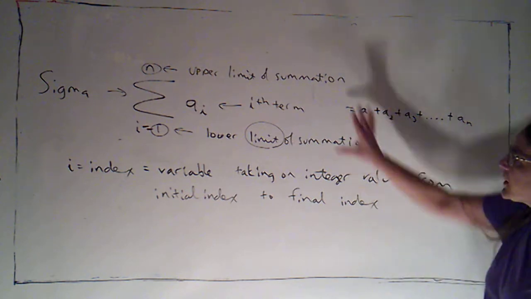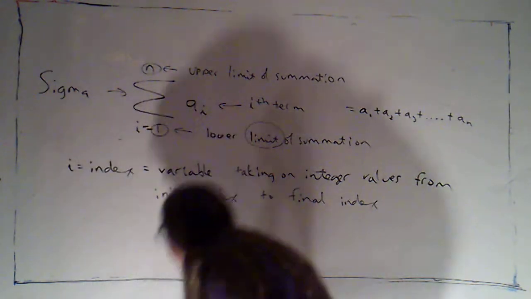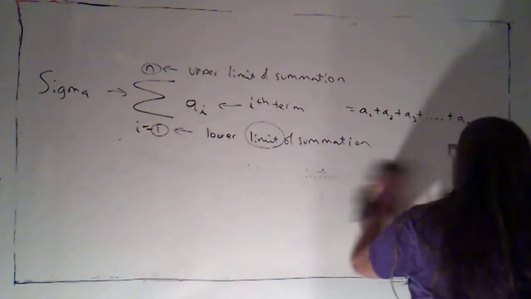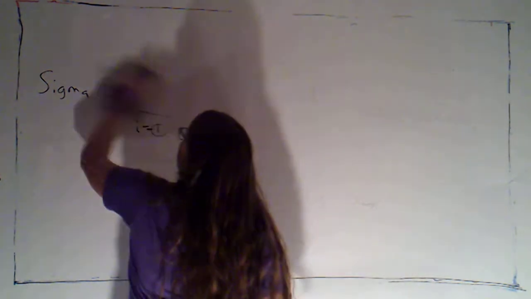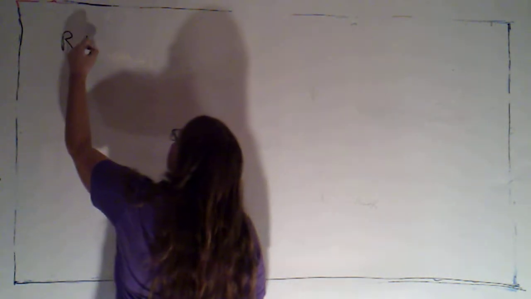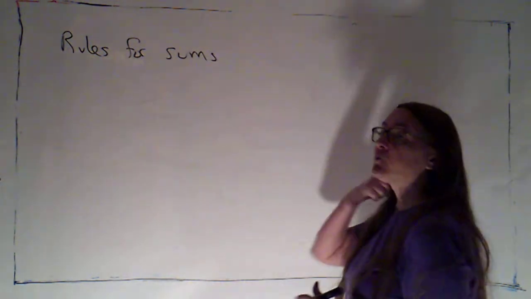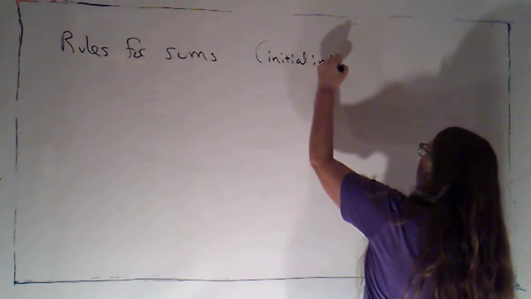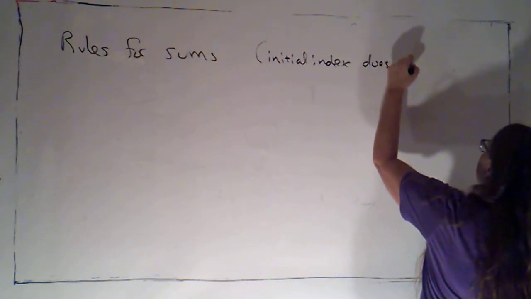Okay, so we're going to be working with these a lot, and so there are a bunch of rules of sums that we're going to need to familiarize ourselves with. And my guess is you're already familiar with these rules, but you might not be familiar with using them in conjunction with the sigma notation. So we have some rules for sums. And for these rules, the initial index, also known as the lower limit of summation, does not need to be 1.